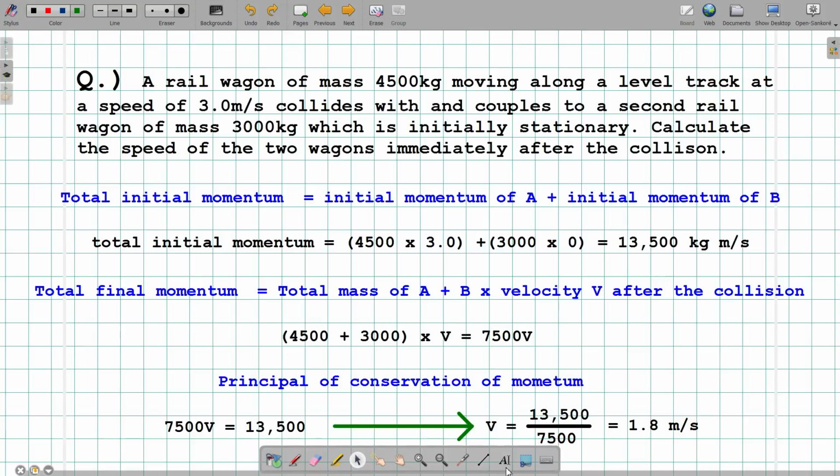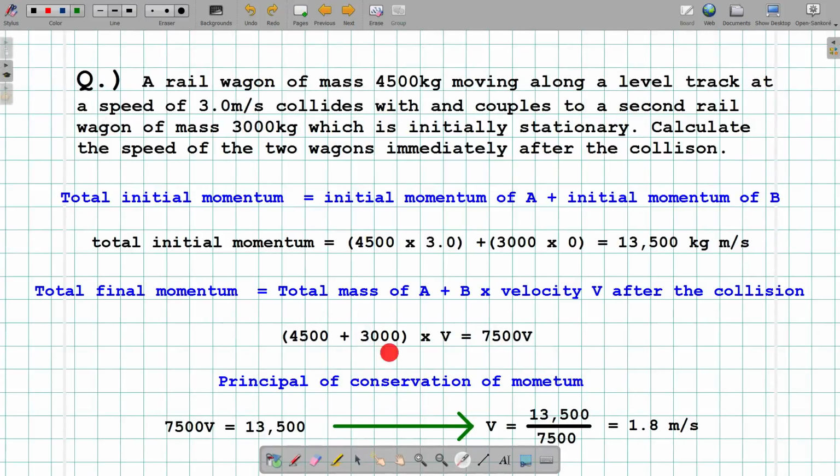Onto the next bit, the total final momentum after the collision. The final momentum after the collision is going to be the total mass of A plus B, because they've coupled, they're kind of like one object, so you add their masses together, times the velocity v after the collision. This velocity is what we're trying to find. We don't know this velocity, but we're trying to find the speed of the wagons immediately after the collision. So if we add their masses together, times v, we'll have 7,500 times v.